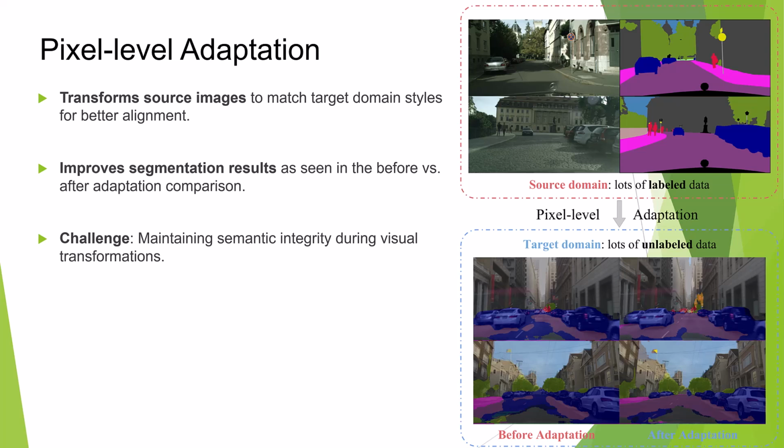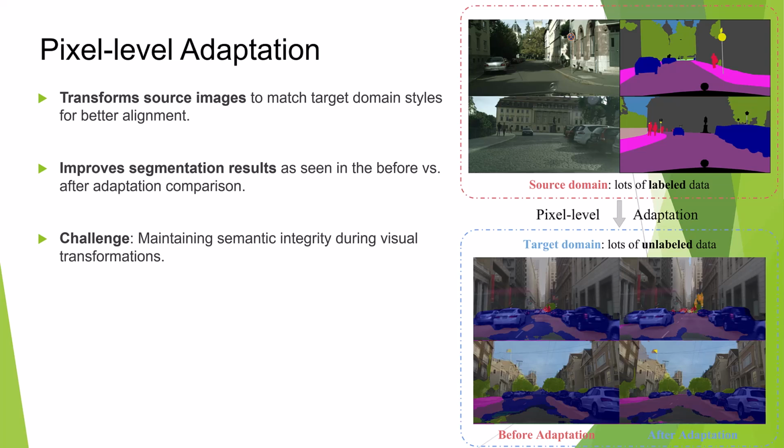Now let's move to pixel level adaptation. You can see a clear example of pixel level adaptation in this slide. The images on the top represent the source domain, where we have both the original photos and their corresponding semantic segmentations. The bottom row shows the target domain along with segmentations before and after adaptation. The goal here is to transform the source domain images so they visually resemble the target domain.